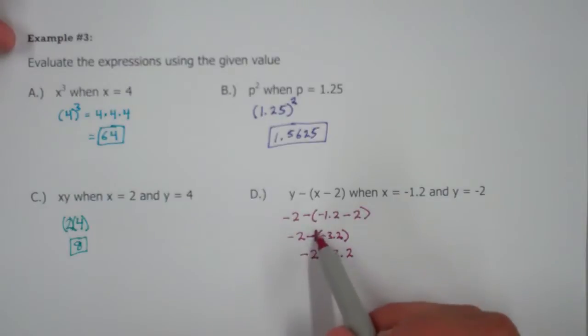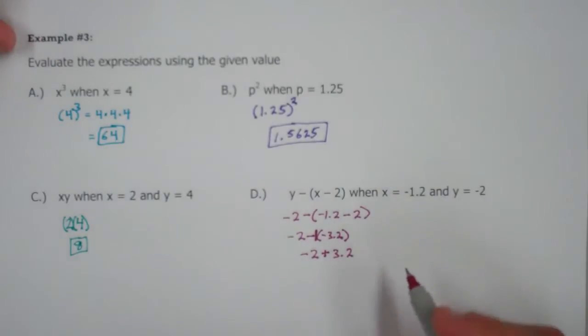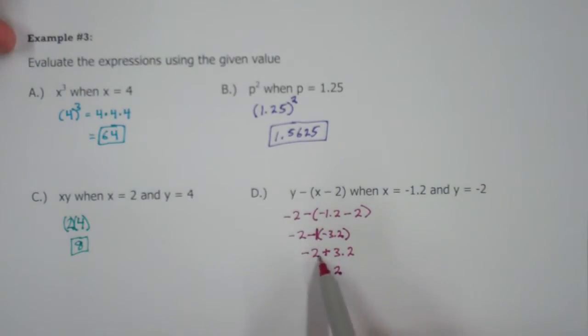Again, if you want to put that little 1 there, you're not changing the value of this by just putting the 1 there, but it does help you see that negative 1 times negative 3.2 is positive 3.2. Be very careful with your negative signs. Now we have negative 2 plus 3.2, which works out to be positive 1.2. Notice how you're taking a negative value and you're adding a positive value that's bigger than 2. So you're definitely going to wind up with more positives than you have negatives, so this answer should be positive.